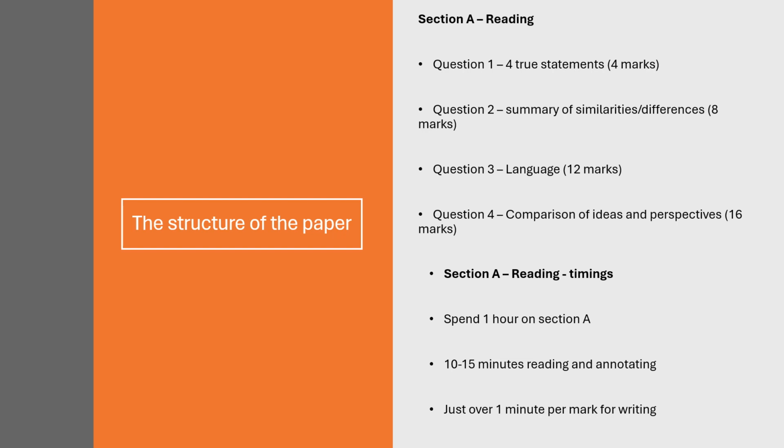In terms of timings, the exam board recommend you spend an hour on Section A and 45 minutes on Section B. If that is the case, you're going to spend 10 to 15 minutes probably reading and annotating these 2 sources. That leaves you just over 1 minute per mark for writing. It may be that you want to spend a little bit longer on Section A, say an hour and 5 or an hour and 10 minutes, and then only 35 or 40 minutes on the writing question, which is question 5. That might be a better use of your time, particularly for this paper.